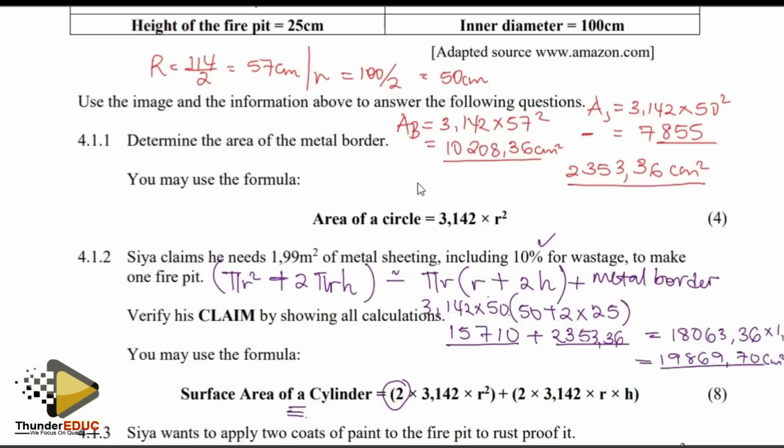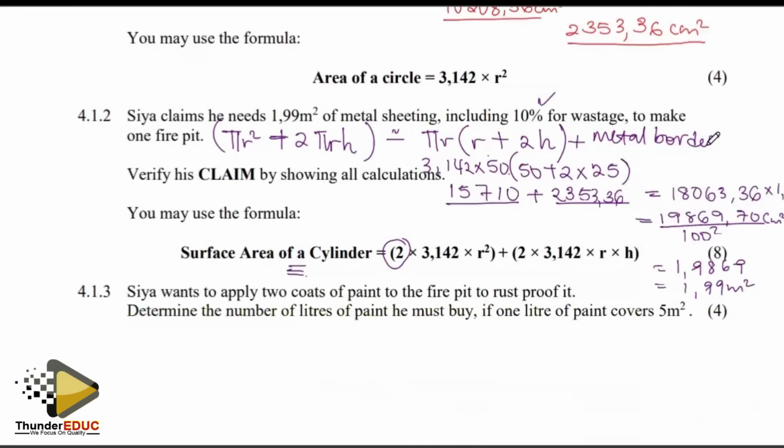First one is claiming meters, so we divide by 100 squared. And indeed we have 1,869, but we wanted 2 decimal places, becomes 1,99 meters squared. So the claim is correct. The claim is correct.